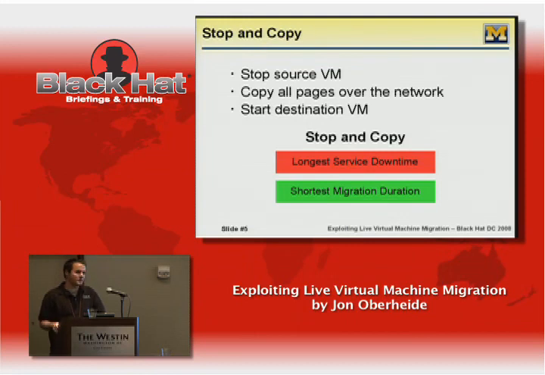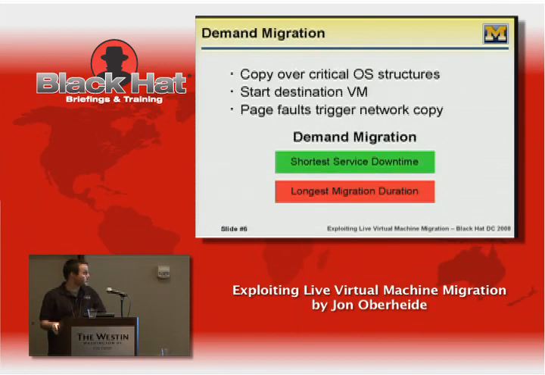The first is stop and copy. It's very straightforward. It's exactly what it sounds like. You stop the source VM, copy all of the working set of memory pages over the network to the destination, and when that's complete, you simply start the destination VM. This results in the shortest migration duration, but also the longest service downtime, since the entire time you're copying all the pages, the services that were hosted on that VM are unavailable. The migration duration is simply limited by the throughput of your network. So if you have a very fast network, this mechanism can actually still only have a downtime on the order of seconds, but that may be unacceptable for certain applications.